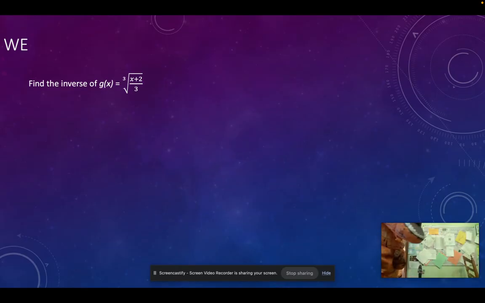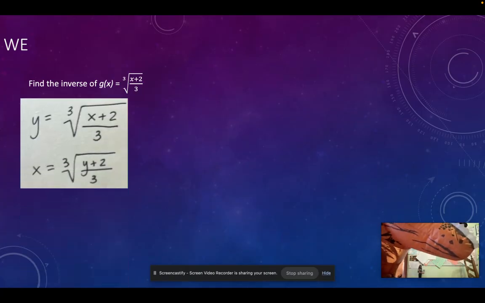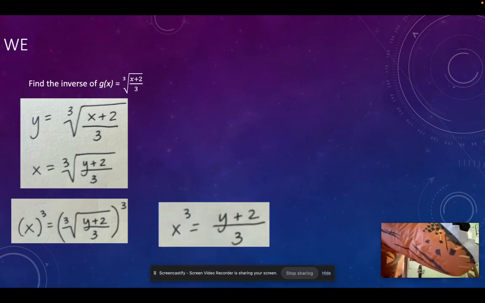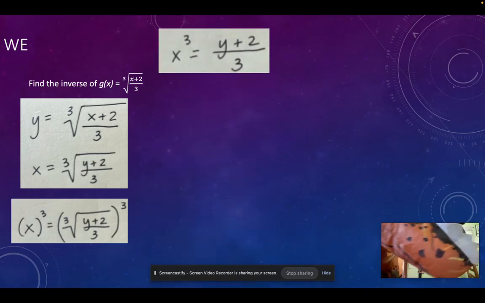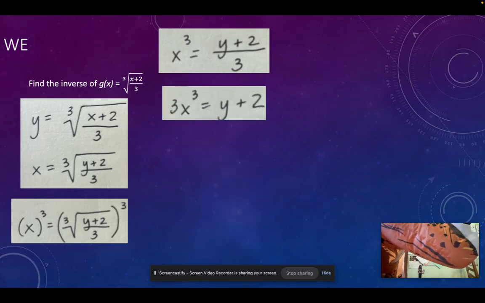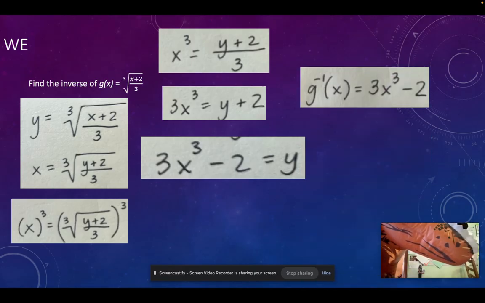And so that gets us to our wee problem. You can maybe pause it and give it a try. What if we start out with a cube root? So g of x equals the cube root of x plus 2 over 3. We're going to change g of x to a y and switch the spots of the x and the y. Then we want to get rid of that cube root right away, so we cube both sides. That clears the cube root completely. Then multiply both sides by 3 and subtract the 2, and now we've got the y in its new spot, so we're all done. We say g inverse is 3x cubed minus 2.